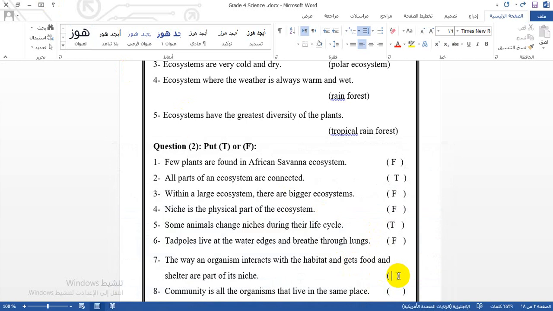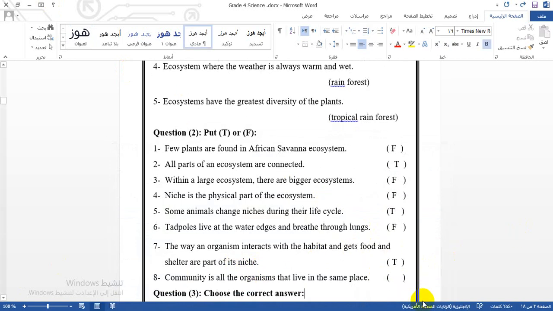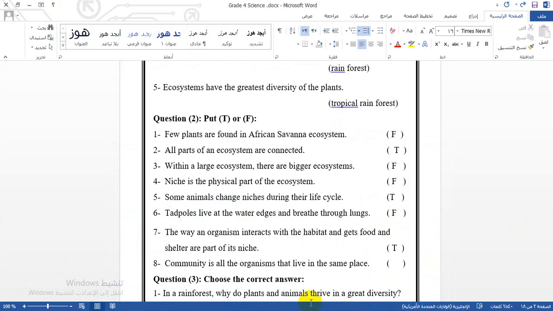About frogs, or about some animals changing their interactions. Okay, so this is an example of niche. Okay, let's go down a little bit to see here. Community is all of the organisms that live in the same place. Do you think that it's correct about community?